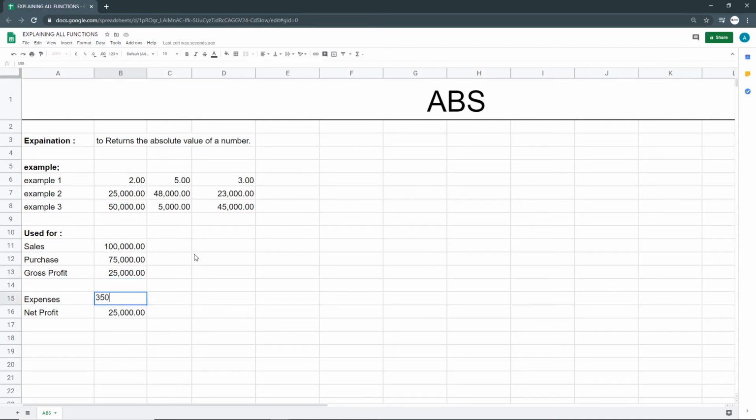But you have 35,000 in expenses. This causes your net profit to become -10,000. In the report, to show that it was a loss, you can change the net profit label to net loss and add ABS to the function.